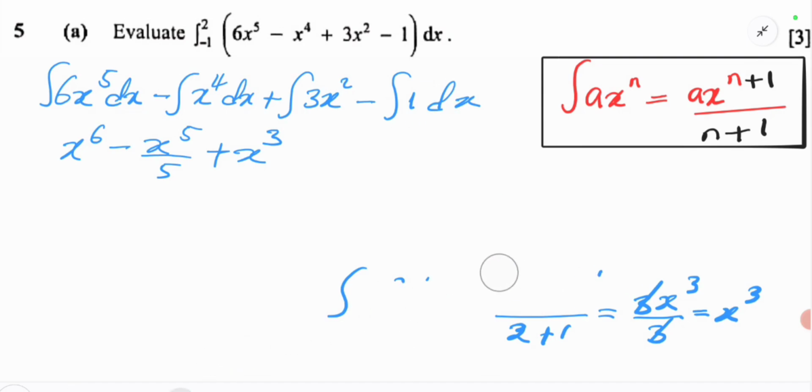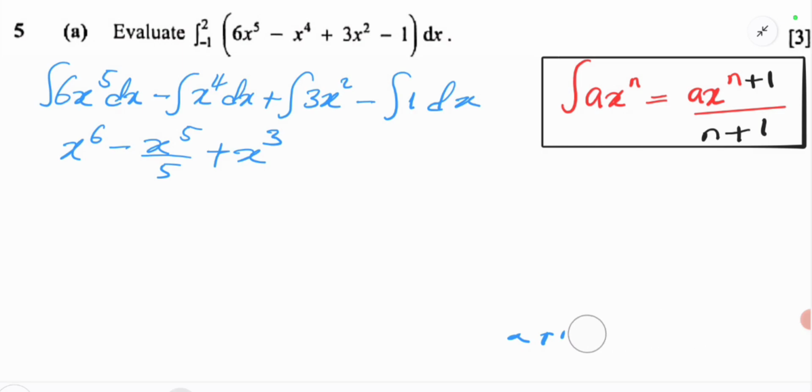Let's go ahead and integrate the last part of the expression. The last part of the expression is the integral of 1. So the rule is, the integral of a constant number with respect to x is simply going to be x. If you have a constant number which does not have x on it, what you're going to get there is simply x.